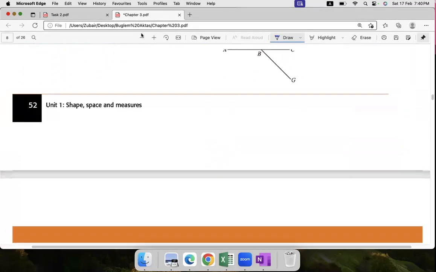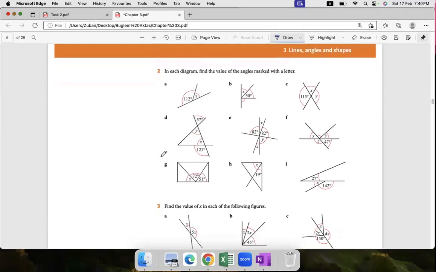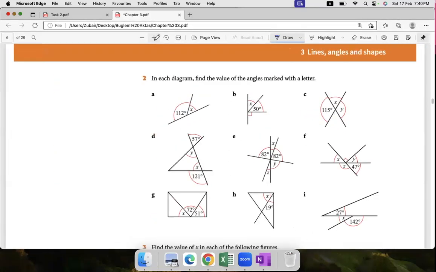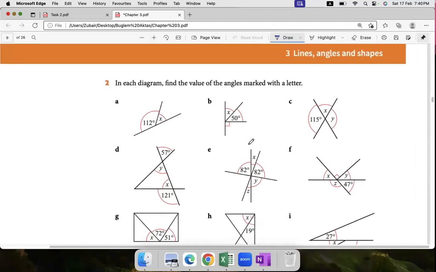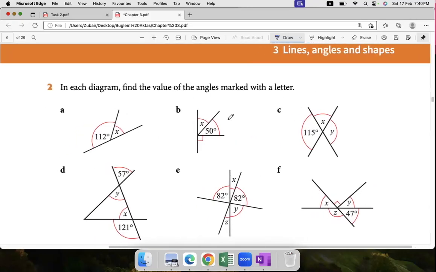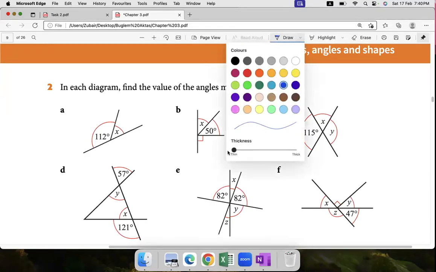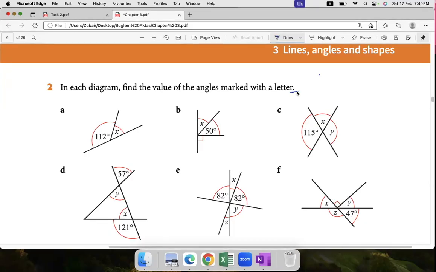Okay, let's try some from the exercise. 2A. These are all the shapes, and all the angles are different from each other, so don't just give up. Anything I give you for practice, or if you go on Google to find some sample questions, consider all of them part of the syllabus.